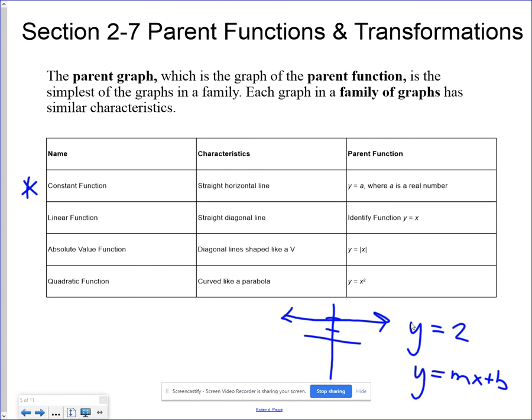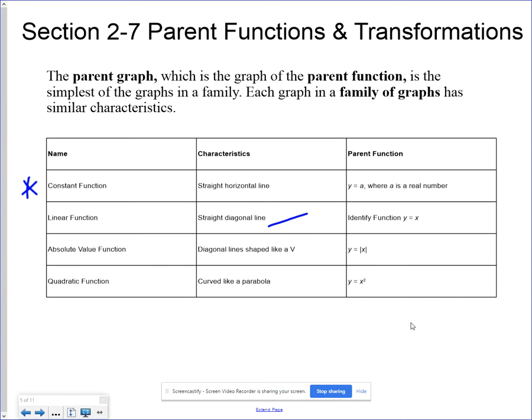All right, let's look at the next one. This one you should be really familiar with: the linear function family. The characteristic of it is it's a diagonal line. So it can't be a horizontal line, it can't be a vertical line. It has to be a diagonal line. The most basic member of this family, called the parent of that family, is the line y equals x.